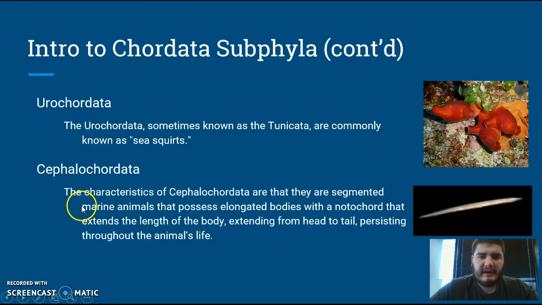The characteristics of the cephalochordates are that they are segmented marine animals that possess elongated bodies with a notochord that extends the length of the body, from head to tail, persisting throughout the animal's life. This little line right here is actually an animal.